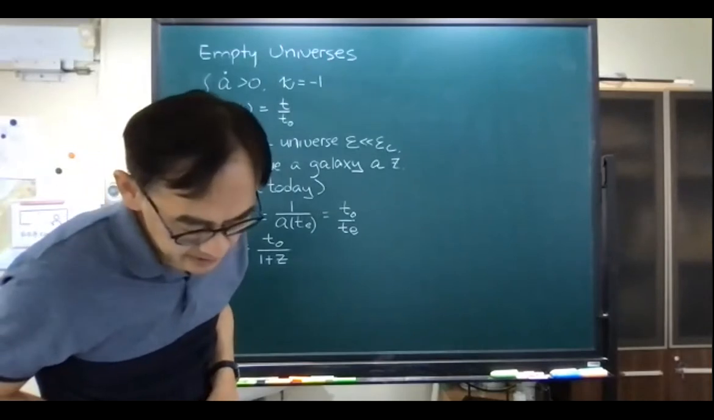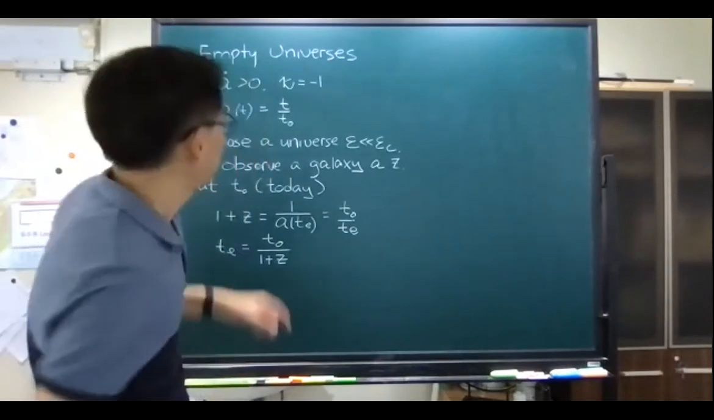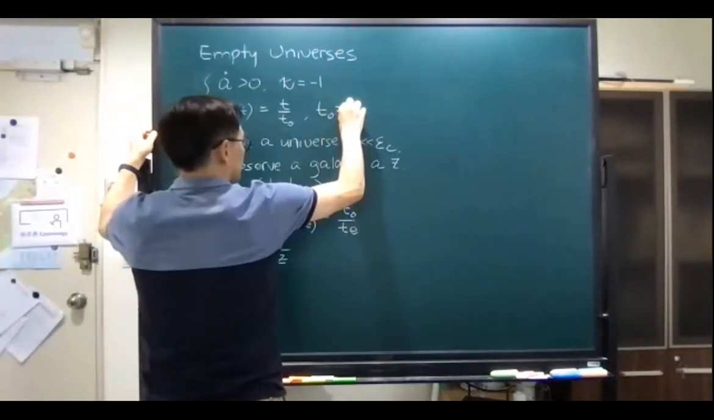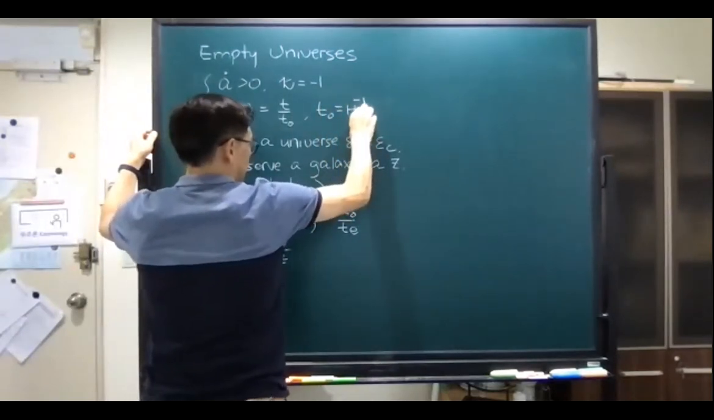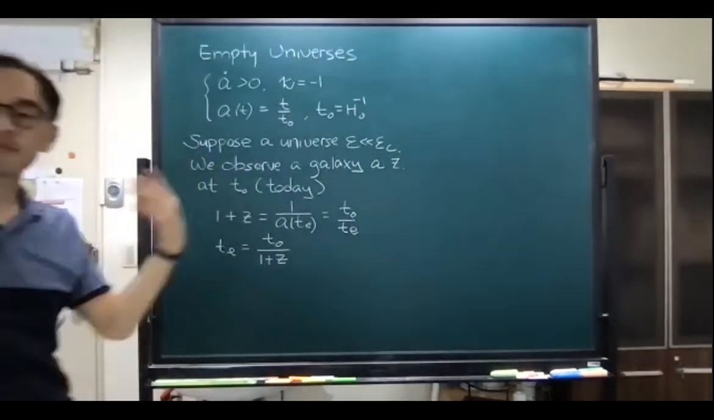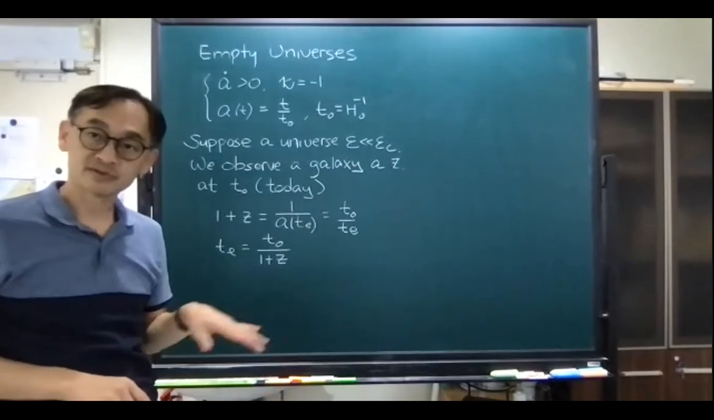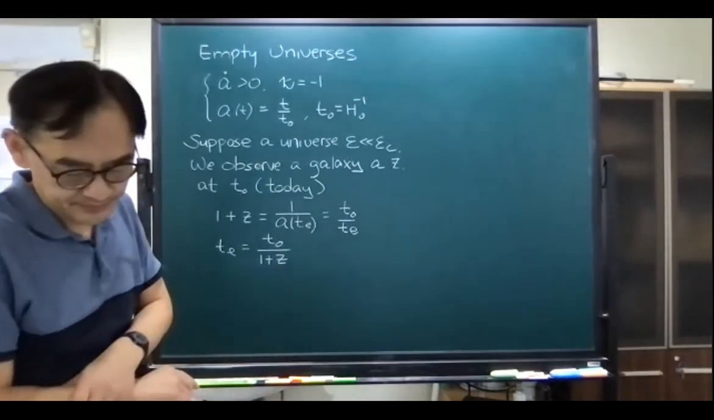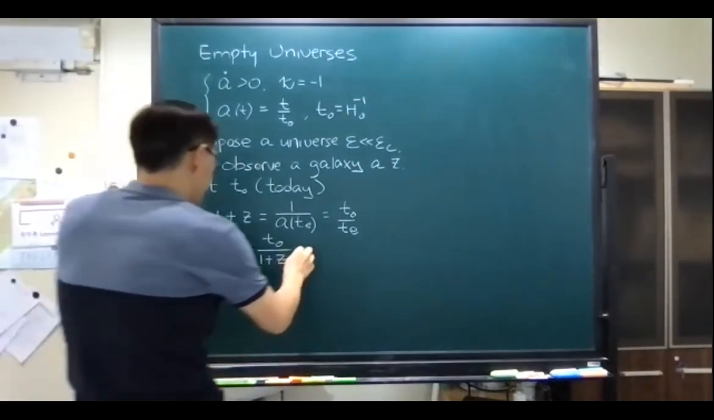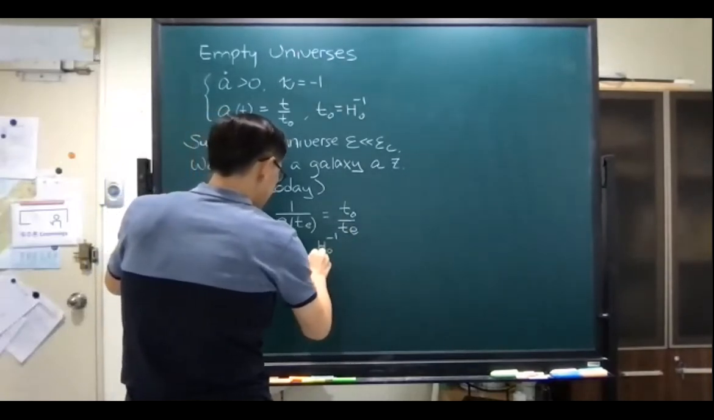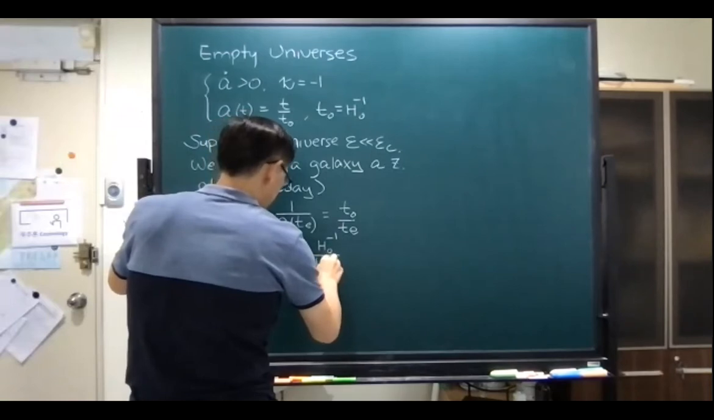One thing: in this case, t0 is the Hubble time, which is the inverse of the Hubble parameter as of today. So we can rewrite this also as H0 inverse divided by 1 plus z.